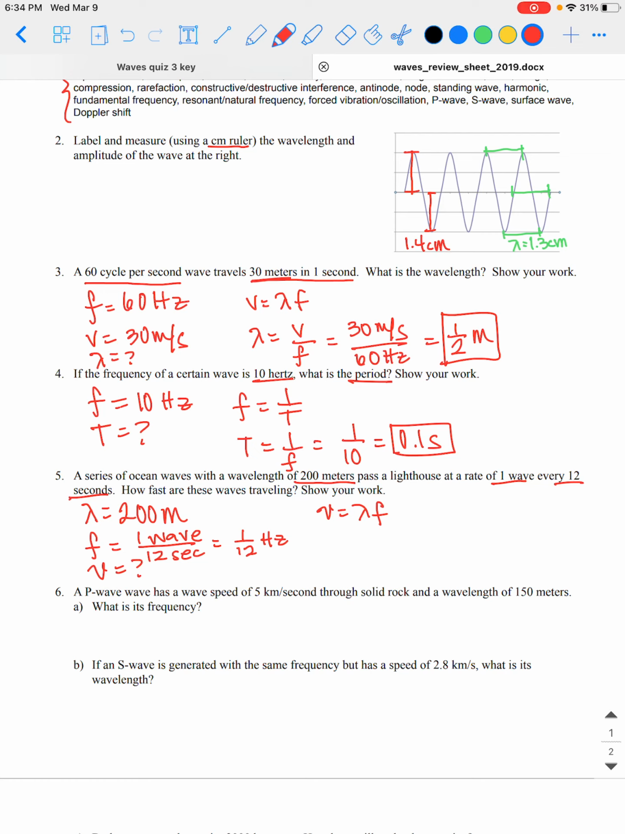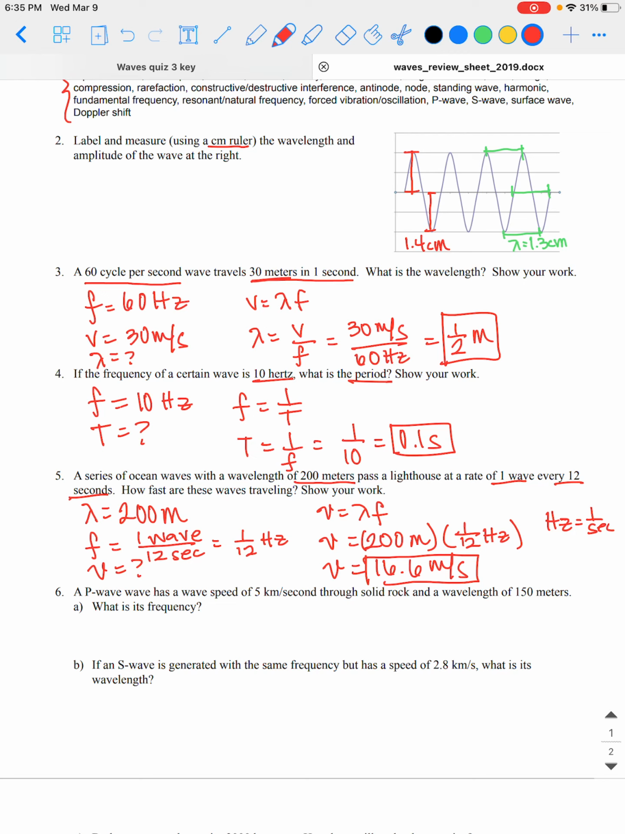And so I'm just going to plug in my 200 meters and 1/12 hertz. And that gives me a velocity of 16.6 meters per second. Again, hertz is a unit that can be converted to 1/seconds, which we don't generally use fractions of units, but it makes it easier to reduce your units if you decide to change it to 1/seconds.